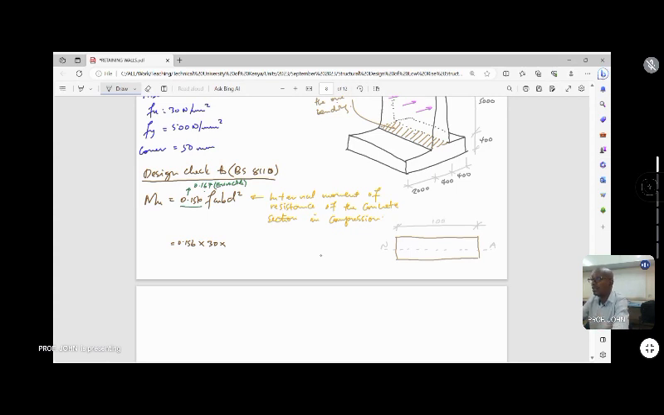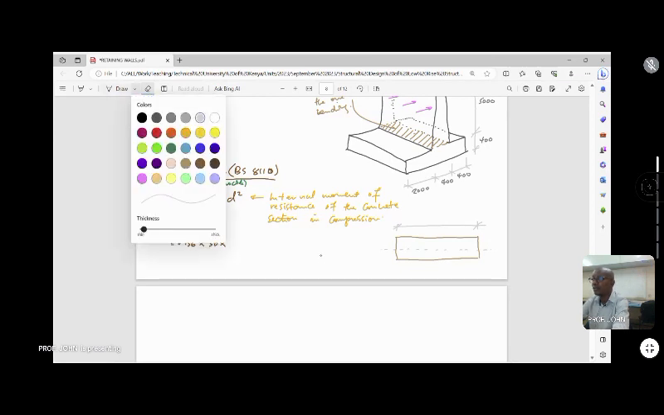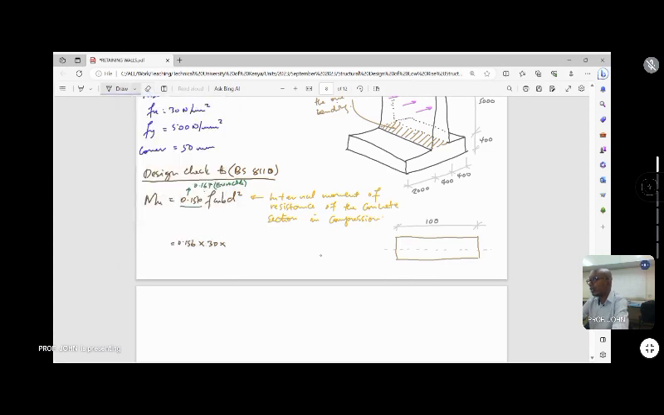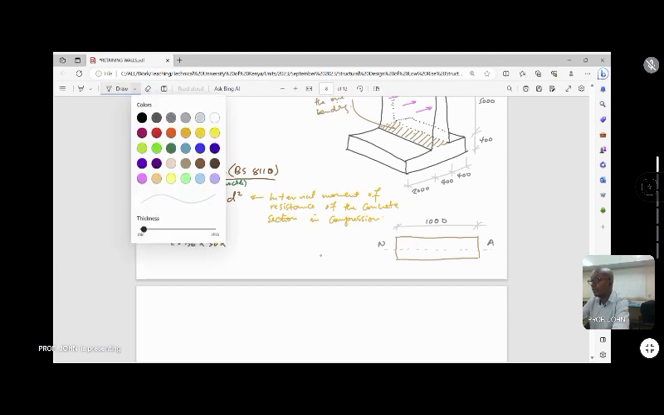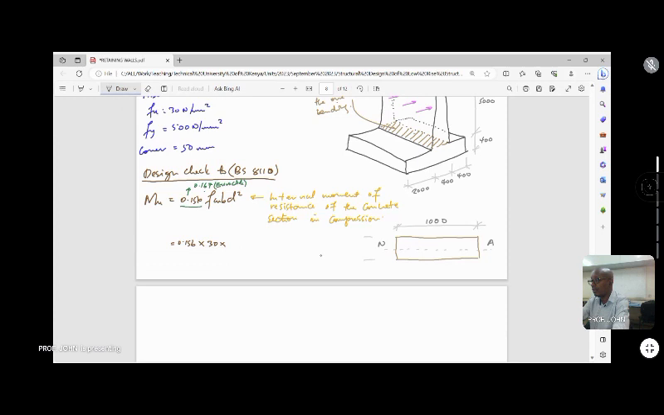And we have the width, which we've said we are considering as a 1 meter width strip. So this is 1,000. This is the neutral axis. And the depth of this section is 400. Is this number here? 400. So that's the section we're trying to design.